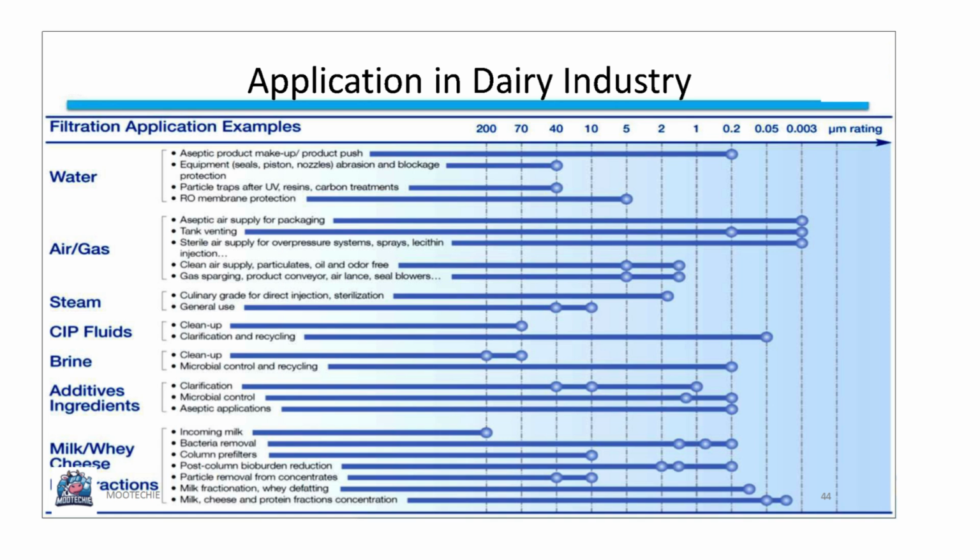For air and gas, it supplies aseptic air for packaging and sterile air for overpressure systems. It ensures clean, particulate-free air for processes like gas sparging and product conveying. For CIP fluids and brine, it allows for clarification, recycling, and microbial control. For additives and ingredients in the milk and whey phase, it is used for clarification, microbial control, and aseptic applications. For incoming milk, it can be used for bacteria removal, particle removal from concentrates, and in milk fractionation.